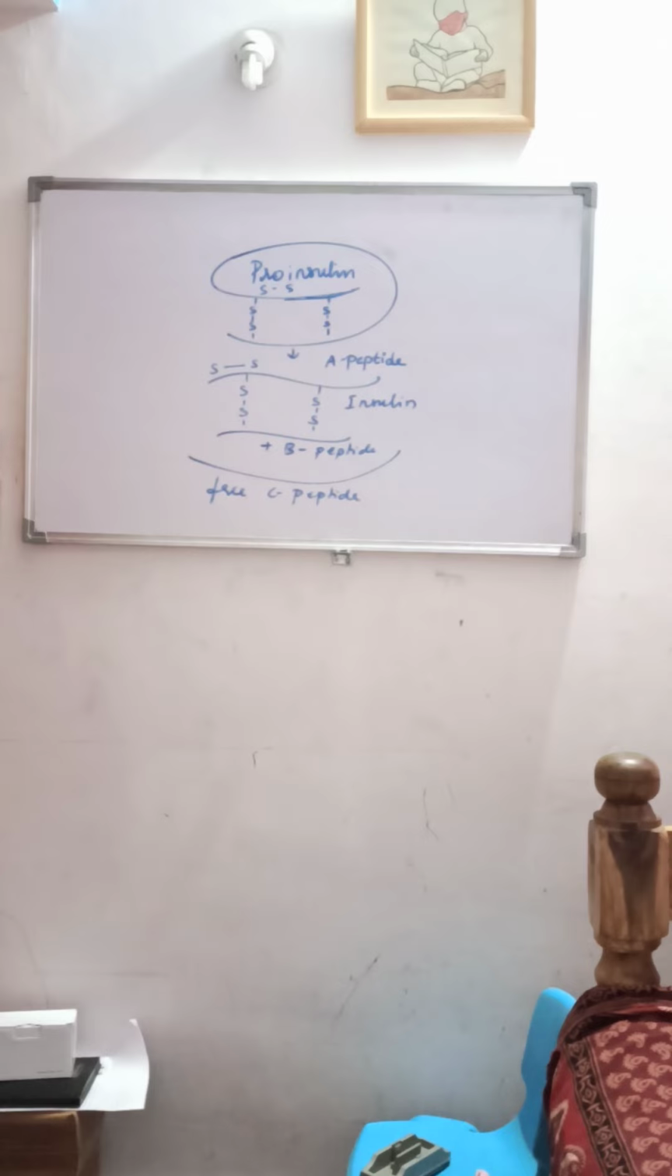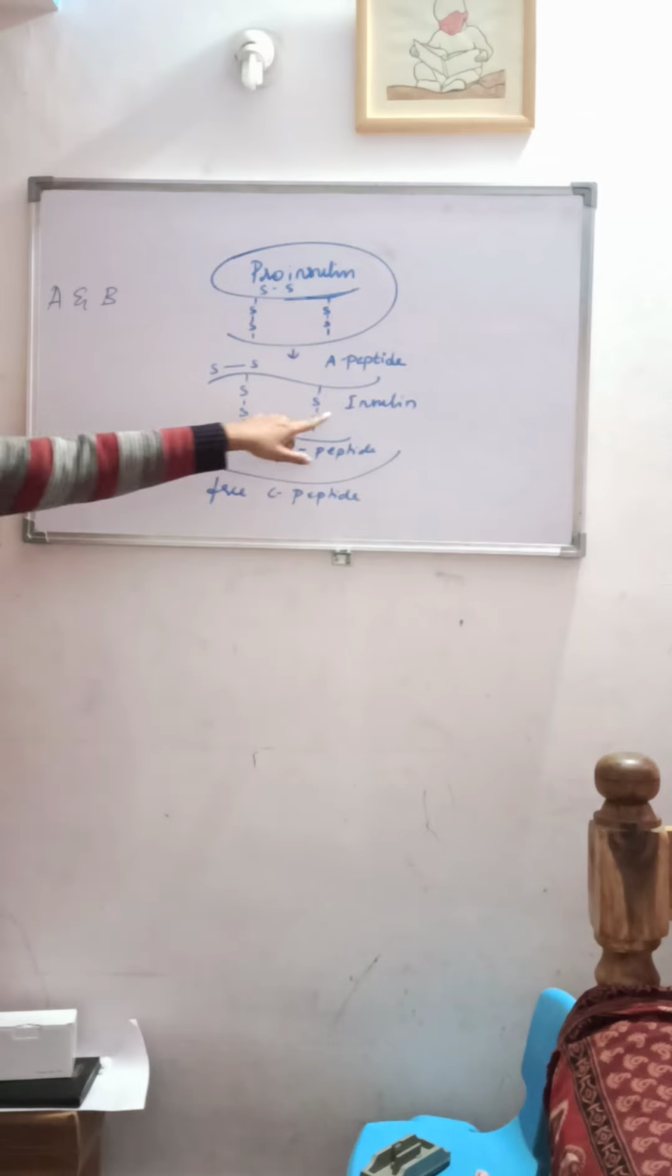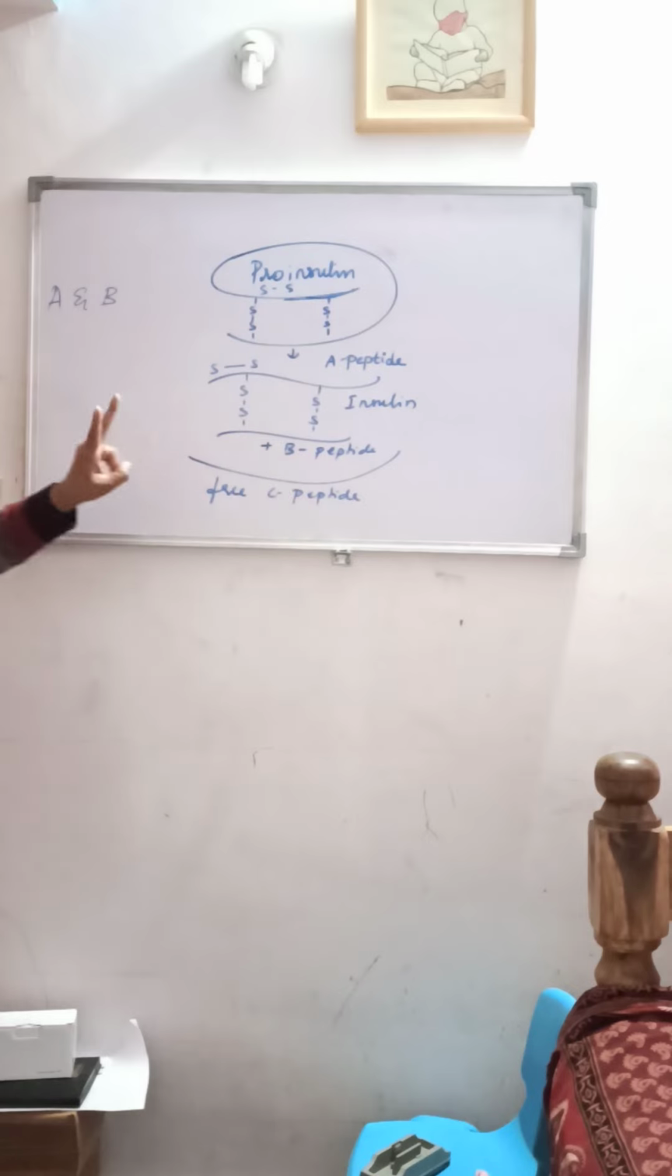So, the synthesis of human insulin through genetic engineering, right? How has this human insulin been synthesized through genetic engineering? Human insulin consists of two short polypeptide chains, A and B, linked together by disulfide bridges. You can see in the picture the A peptide and the B peptide, the two short polypeptide chains.